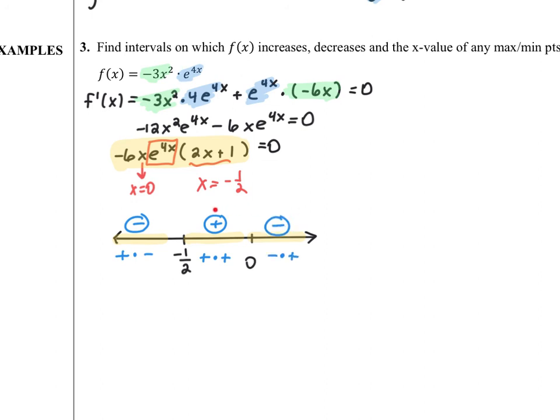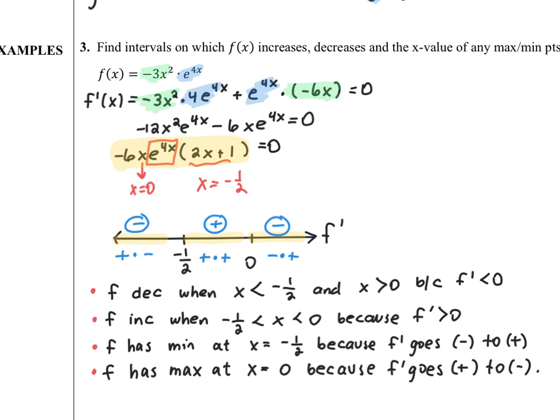Now all I have to do is summarize what this sign chart is telling me as far as increasing, decreasing, and maxes and mins. Where this f prime has negative values, those are decrease intervals. Just for a little variety, I wrote these as inequalities instead of interval notation, and you could do either one. They're both perfectly acceptable. F is decreasing when x is less than negative 1/2, and also when x is greater than 0 because my f prime has negative value, so f prime is less than 0. F increases on this interval from negative 1/2 to 0 because f prime is positive.